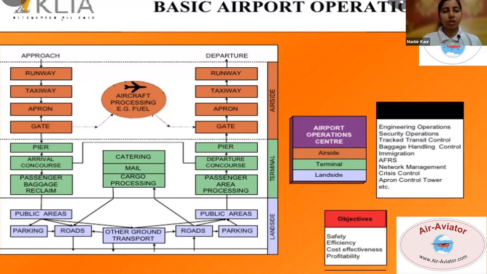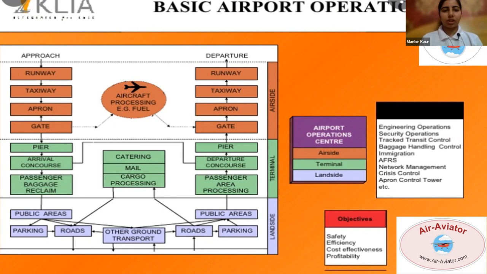In order to make all these operations function regularly, there is a team who handles all of these operations very safely. The team includes the engineering operations team, and there are also the security operations and the baggage handling control operations. Then there is network management, and there could even be some chances of a crisis as well, so a crisis control team is there, and then the apparent control tower. These are a few teams which help an airport to run very efficiently.